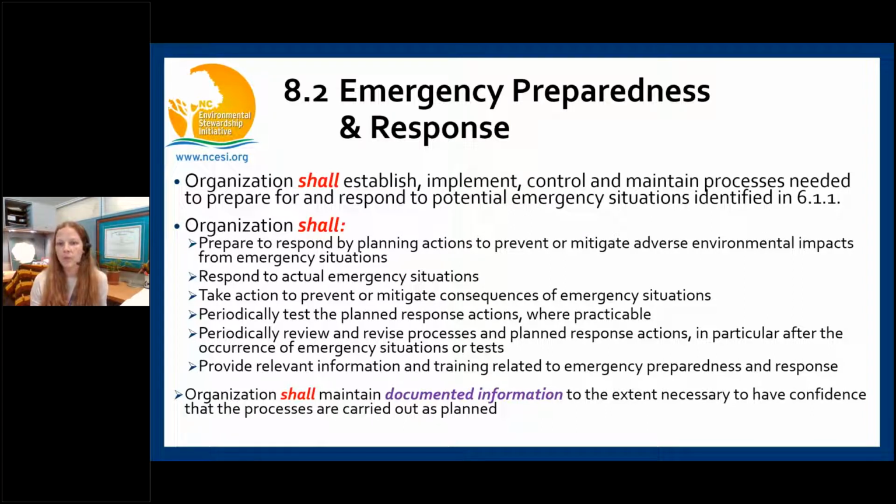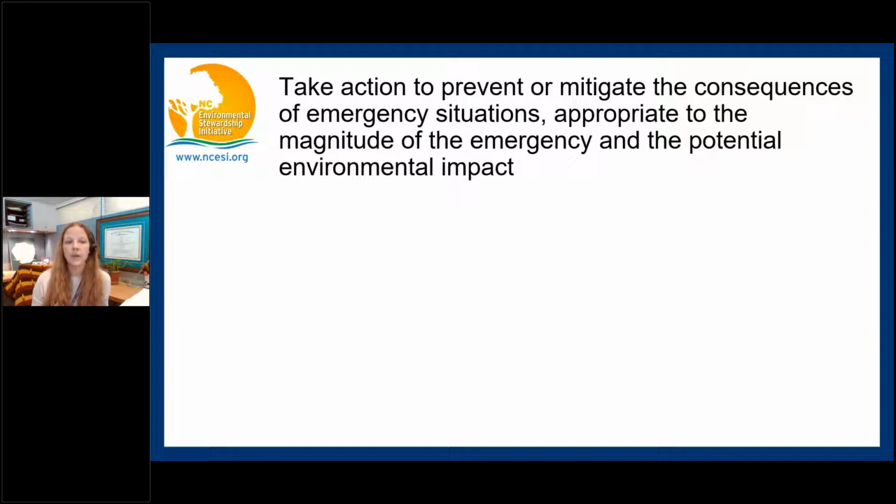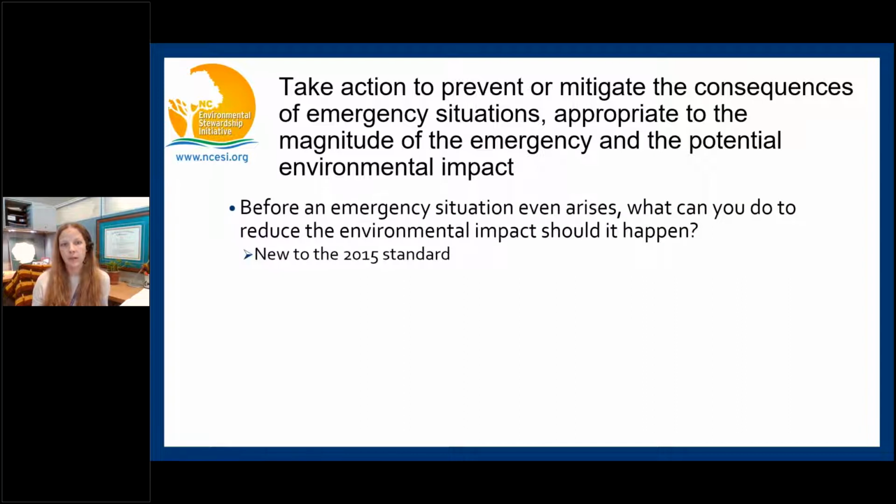We're going to break this down and look at each piece a little more, but the standard puts more emphasis on preparing ahead of an emergency to mitigate any kind of environmental impact that might arise. So even before an emergency situation arises, what can you do to reduce the environmental impact should it happen? We have some examples that we'll go over as well. Take action to prevent or mitigate the consequences of emergency situations appropriate to the magnitude of the emergency and the potential environmental impact. So before an emergency situation arises, what can you do to reduce the impact?